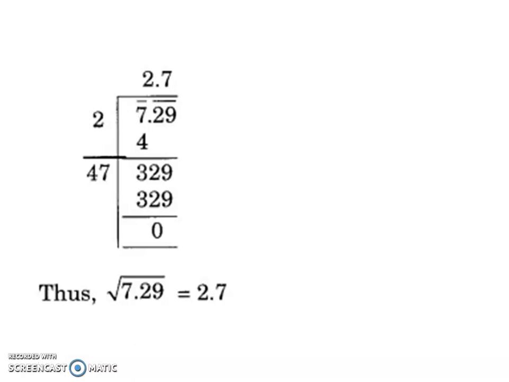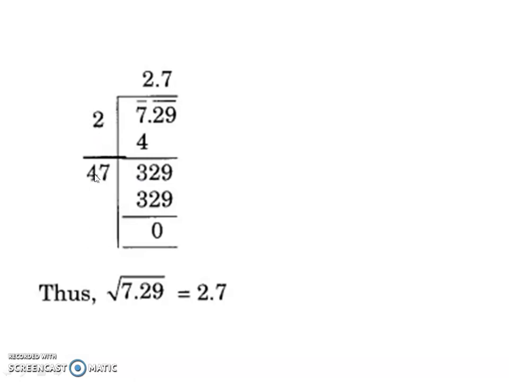Now, which is the first number you are going to see? 7. The perfect square number which lies near 7. That is 4. Why did you take 4? 9 is near to 7, isn't it? You should not take a larger number than 7. You should take a perfect square number that lies near to 7 but less than that. So, 2 into 2, 4. 7 minus 4, 3.